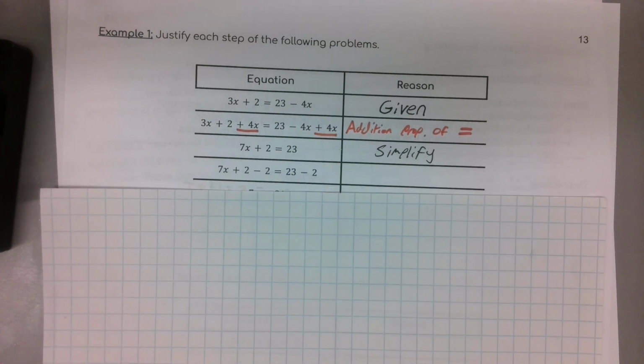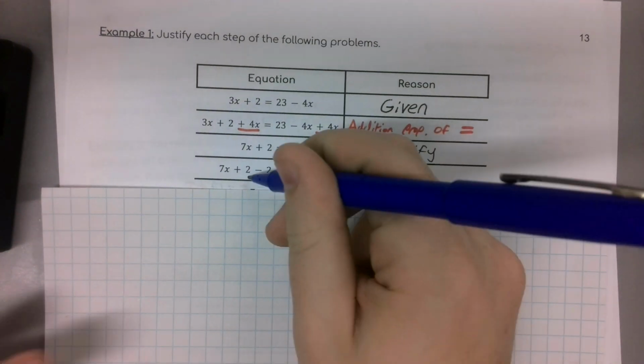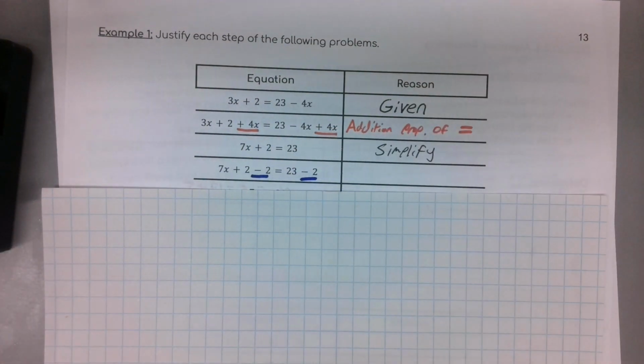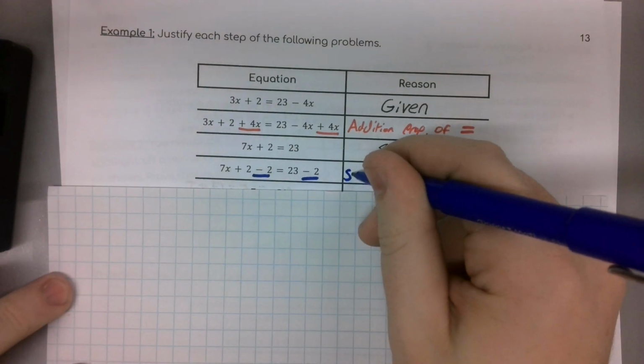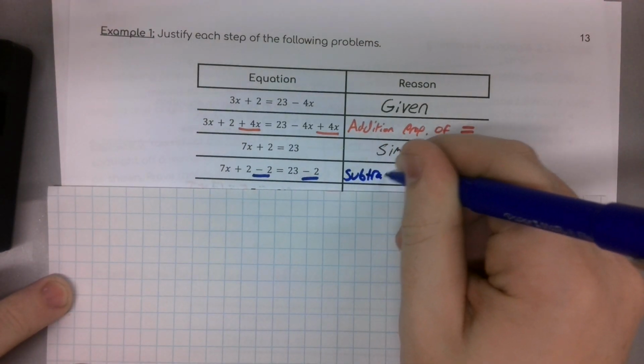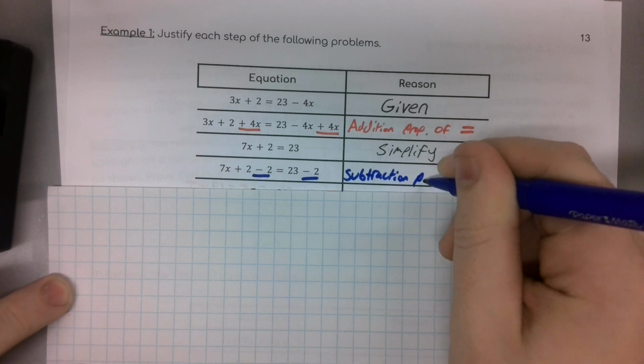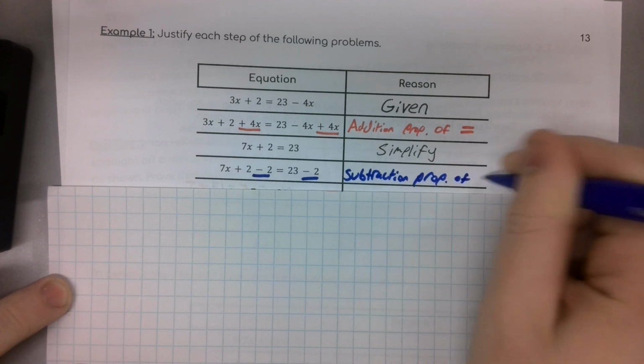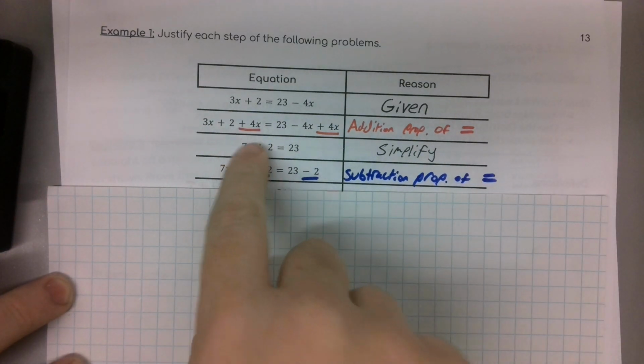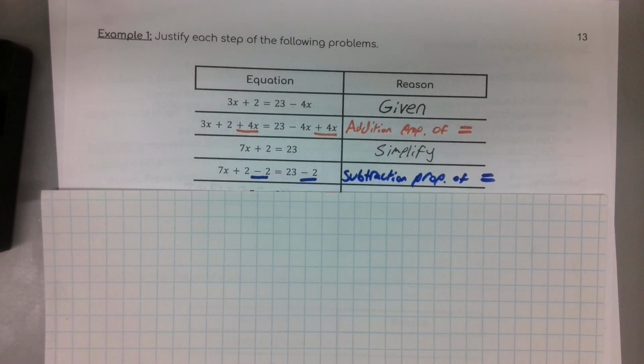Next up, we see that there is now a minus 2 in play on both sides. That wasn't there before. So what property lets us do that? Well, the subtraction property of equality tells us that we can subtract from both sides, as long as it's the same number. Since we subtracted 2 on both sides, that's the subtraction property.